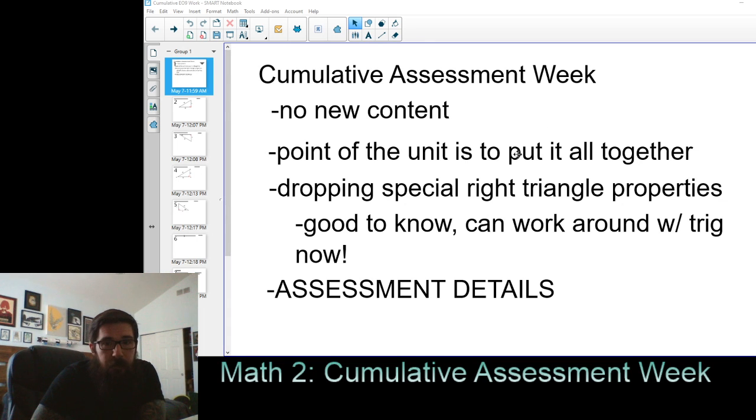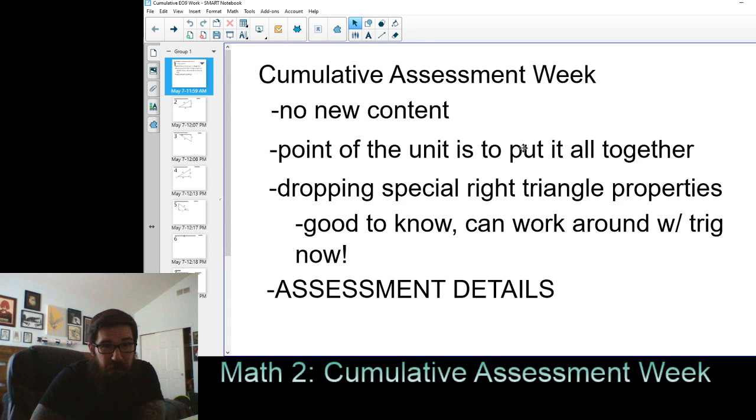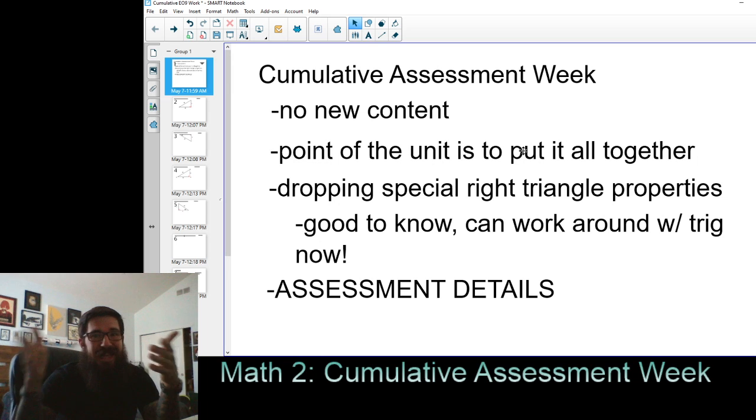The point of this unit is that at this point now, you can pull any one individual tool of these trig functions out and use it to find unknown information. That's where we want you to get to by the end of this.